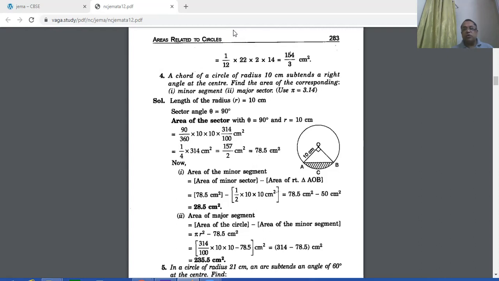Okay, so you can note down this. Area of the minor segment is 28.5, area of the major segment is 235.5. So hope that is clear.